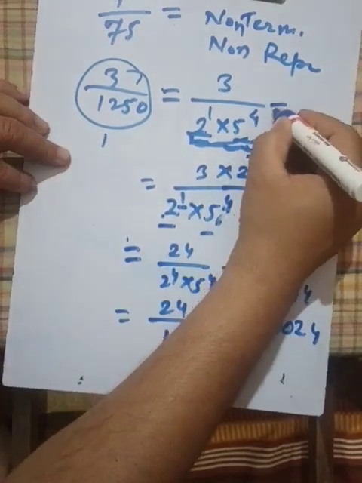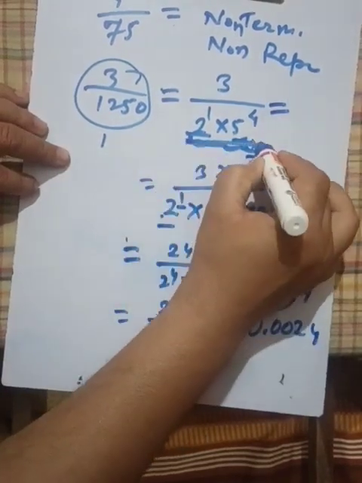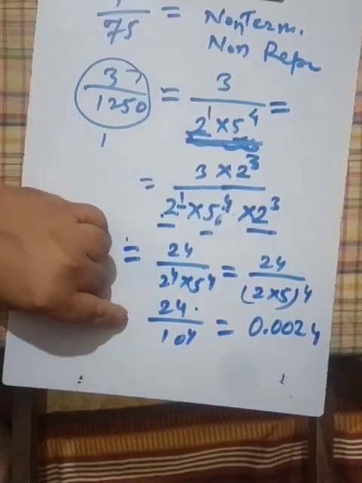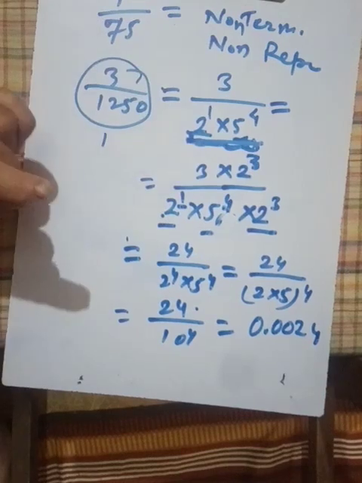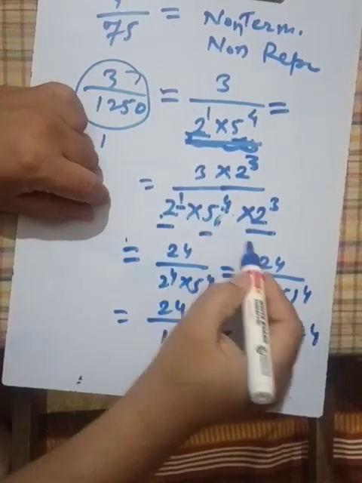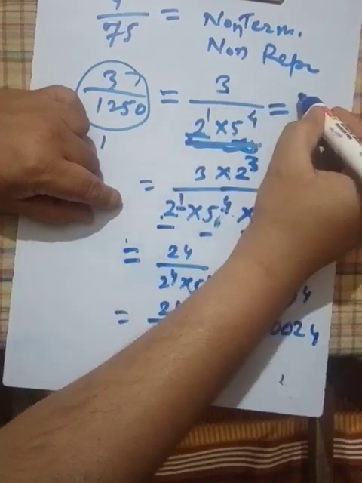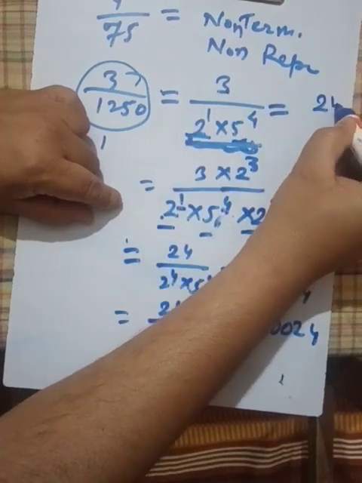What will you do? You go directly. You understand by which number we multiply both, so that I will get this number directly. So you have to calculate this in your mind. I am getting here 2 to the power 3, so 8 will be multiplied here. So we will get directly here 24.